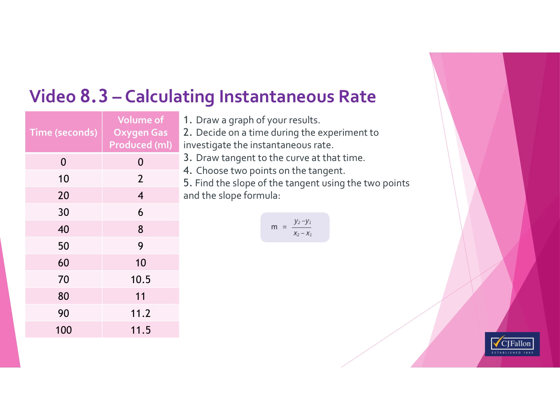Therefore, to find the instantaneous rate, in step 5, you need to find the slope of the tangent using 2 points and the slope formula, which is in the formula and tables booklet, but you can see in the centre of the screen here. Calculating the instantaneous rate is best explained by going through an example.